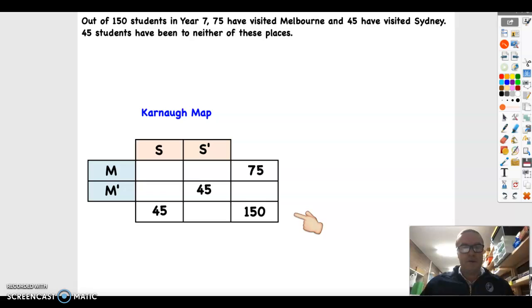And what we're left with is a bunch of other cells that are currently empty that we can now solve. So all of these rows and columns will add up. So these two values here should give us a total of 75 students who have been to Melbourne. These two cells here should give us a total of 45 students who have been to Sydney, and so on. So let's have a look at how that works.